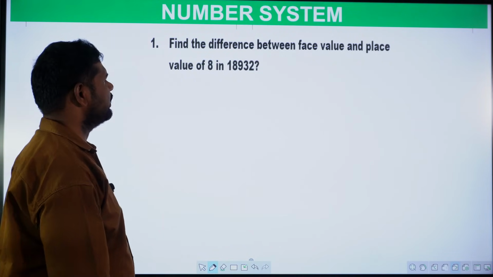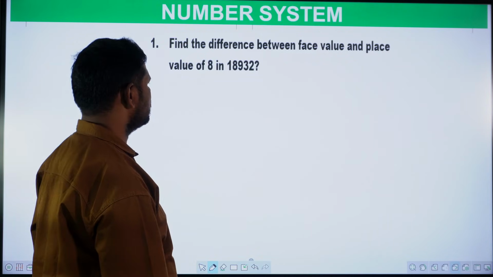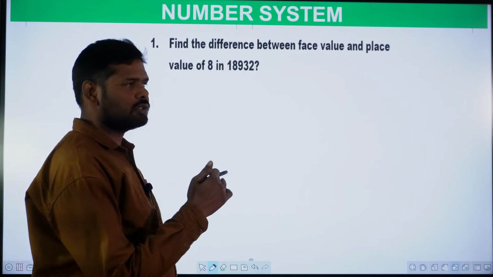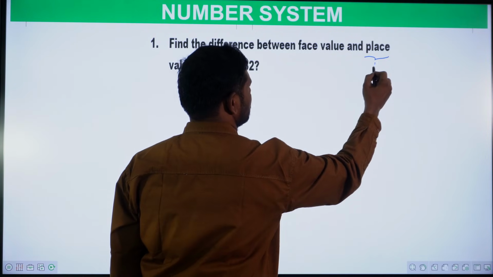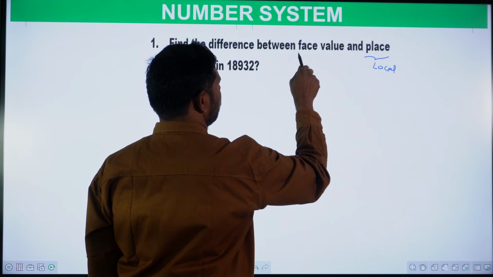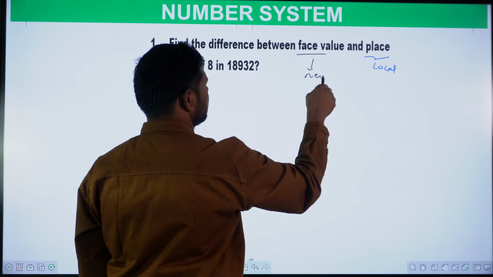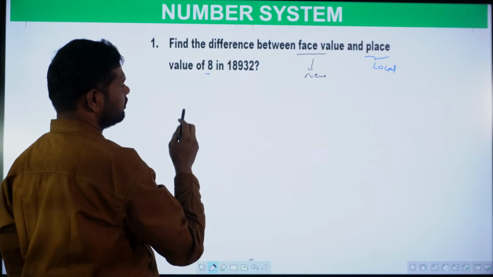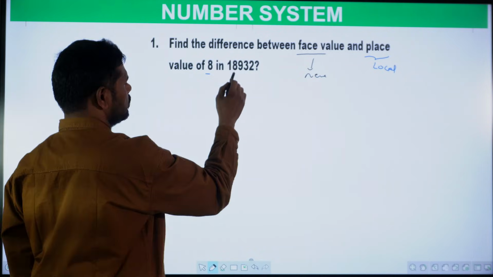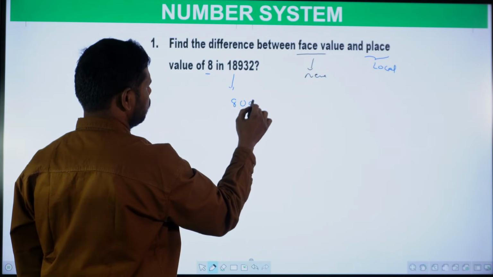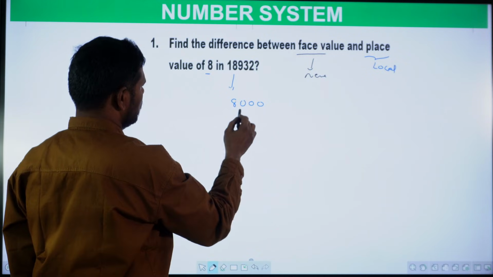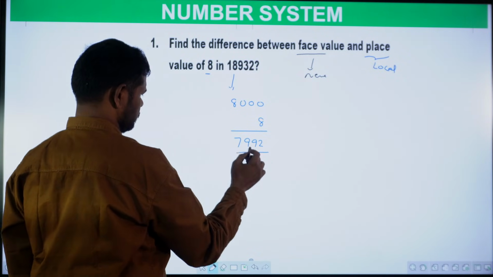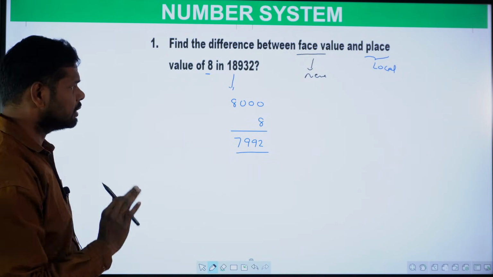Right. Find the difference between face value and place value. Place value changes according to its place. Sometimes in place of place value, they ask about local value also. Face value never changes; the face value of any digit is the same. They are asking about the difference between the place value of 8 and the face value of 8. The place value of 8 is 8 followed by 3 zeros, and the face value is 8. The difference between these two is 7992. That's it. Very simple.